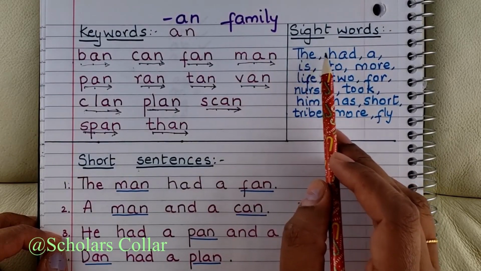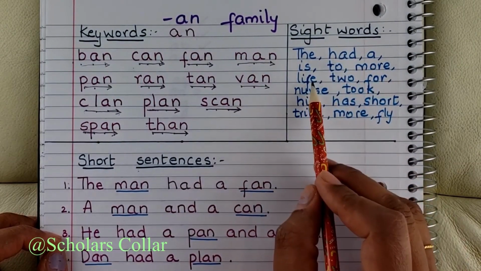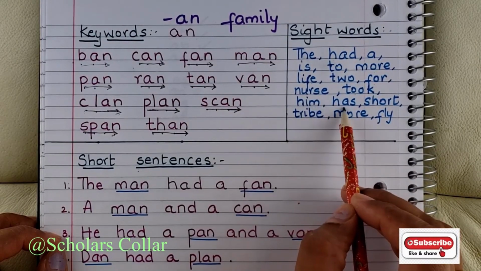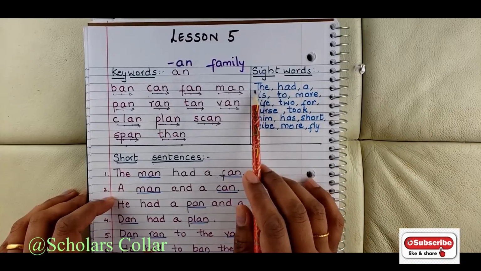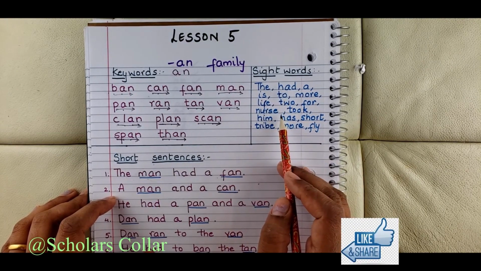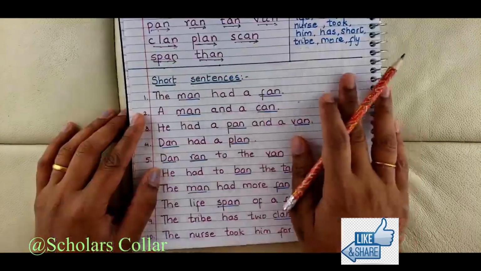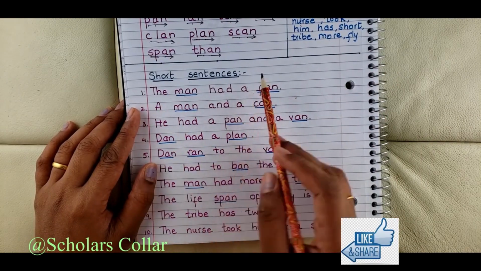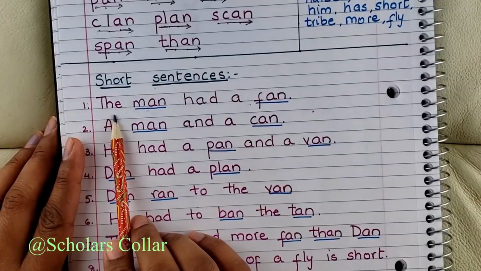Sight words are the, had, a, is, to, more, life, for, nurse, took, him, has, short, tribe, and fly. Make sure you are showing your child flashcards so they understand what sight words are, and these need to be memorized. If you need help with sight words, I have made a video, on the top right hand corner. Short sentences. We have started with simple sentences and we progressively get difficult as we go lower.